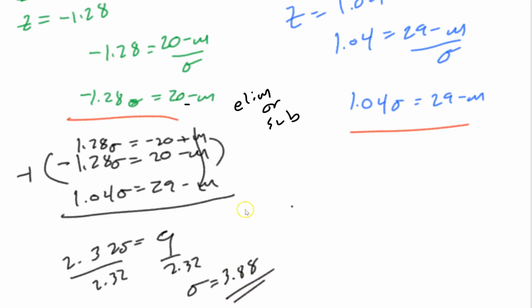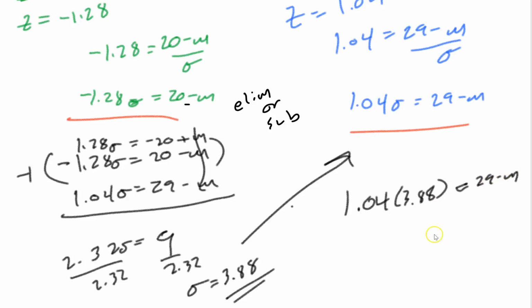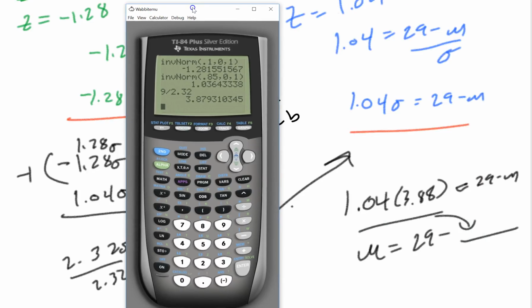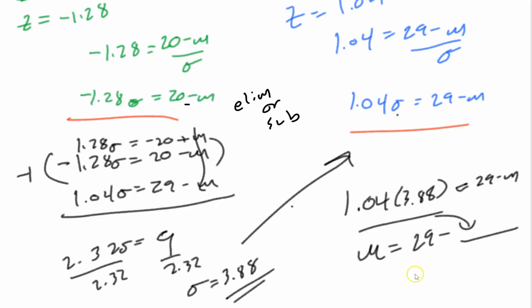Right? And then once you've got one, just go back, plug into any one you want. That's the clearest one to see. Do some math, you're going to get mu equals 29 minus that monstrosity. Let's put it in my calculator real quick so I can see it. 29 minus 1.04 times 3.88. And I get 24.25 essentially.